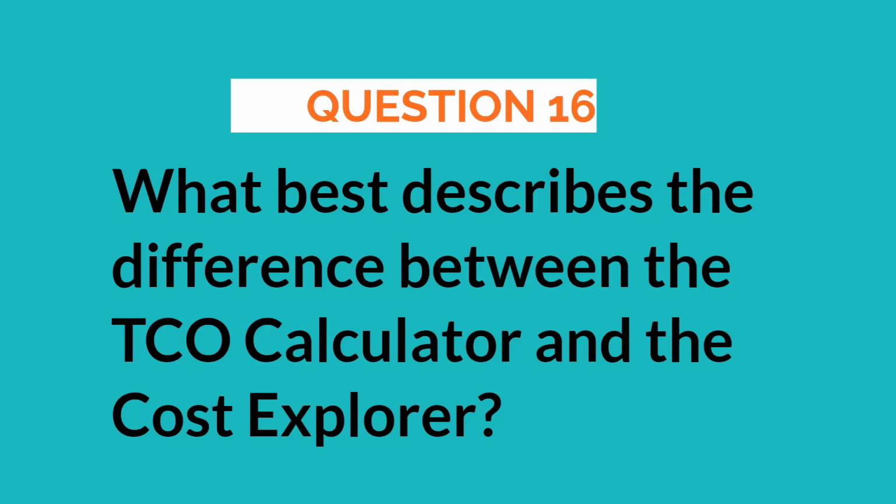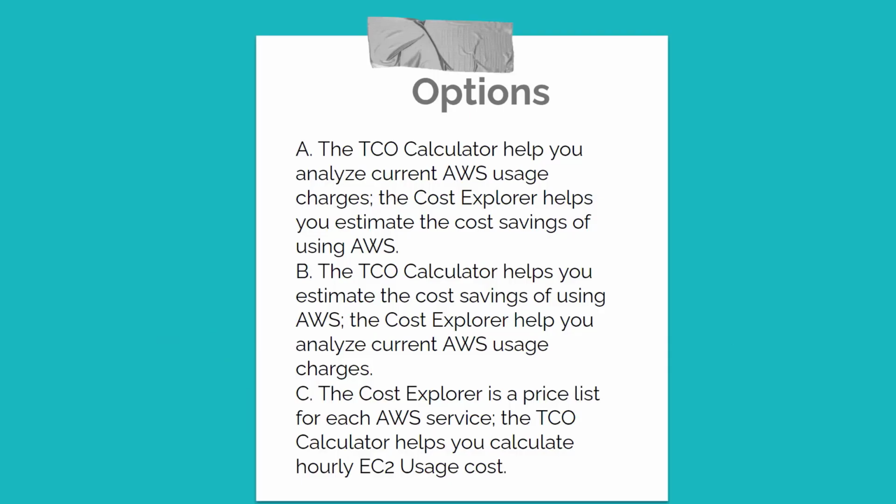Question 16. What best describes the difference between the TCO calculator and the Cost Explorer? Option A. The TCO calculator helps you analyze current AWS usage charges. The Cost Explorer helps you estimate the cost savings of using AWS. B. The TCO calculator helps you estimate the cost savings of using AWS. The Cost Explorer helps you analyze current AWS usage charges. C. The Cost Explorer is a price list for each AWS service. The TCO calculator helps you calculate hourly EC2 usage cost.